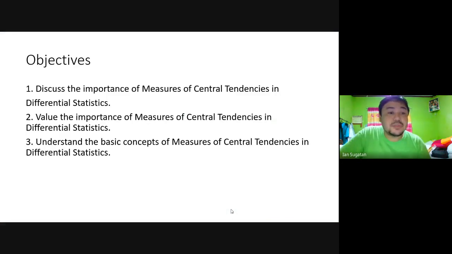Our objectives for this evening are, number 1, to discuss the importance of measures of central tendencies in differential statistics. Number 2 is to value the importance of measures of central tendencies in differential statistics. And number 3, understand the basic concepts of measures of central tendencies in differential statistics.